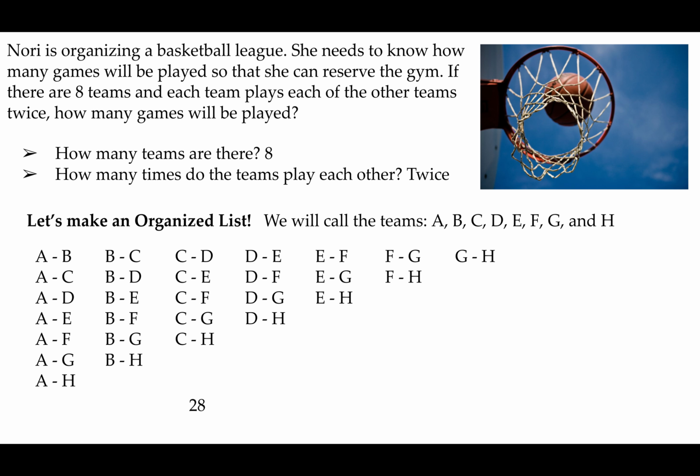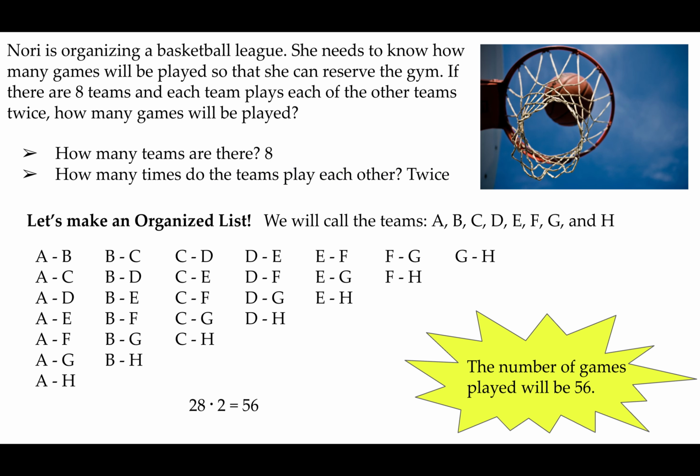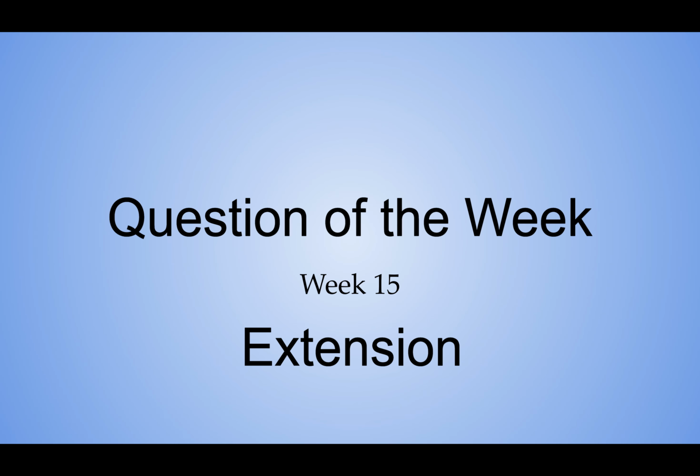So we have a total of 28. So they've got 28 games that they're going to play. But remember, it says that they're going to play each other twice. So we need to multiply the 28 by 2, which gives us a total of 56. So the number of games that will be played is 56.